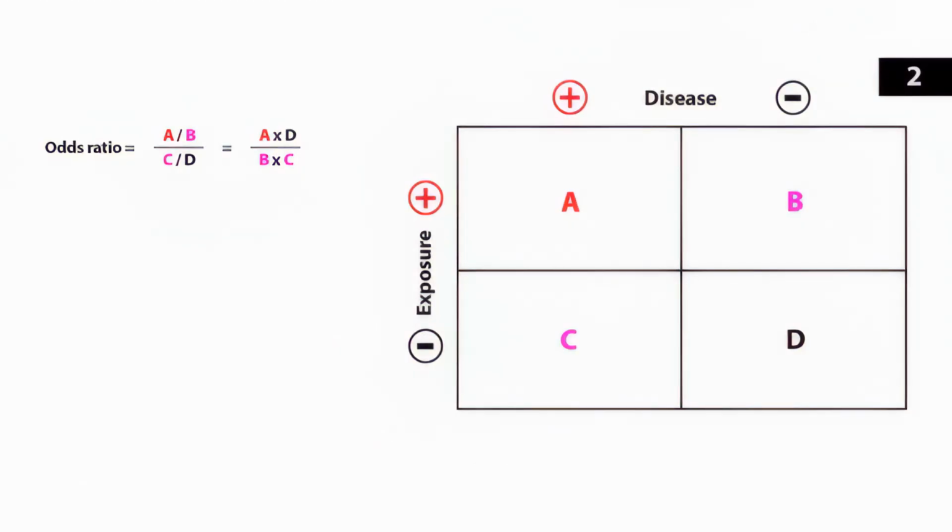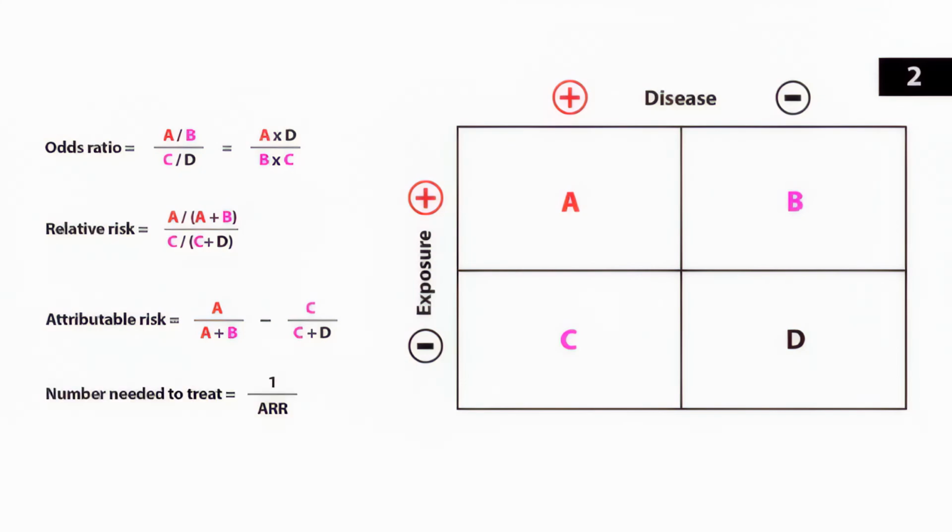Next, what are the equations for odds ratio, relative risk, attributable risk, and number needed to treat? So odds ratio is going to be A over B divided by C over D. Or you can say AD divided by BC. Or then again, another way of writing the same thing is going to be A over C divided by B over D. Next, we have relative risk. That's going to be A over A plus B divided by C over C plus D. Attributable risk, A over A plus B minus C over C plus D. And then the number needed to treat is 1 over the absolute risk reduction.